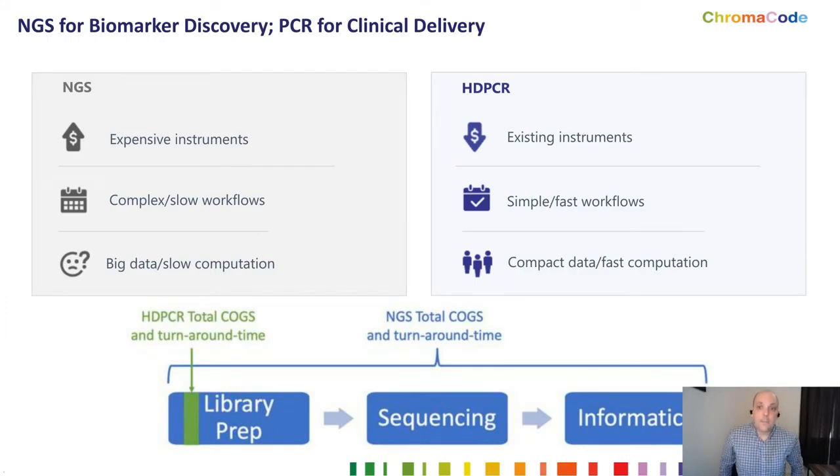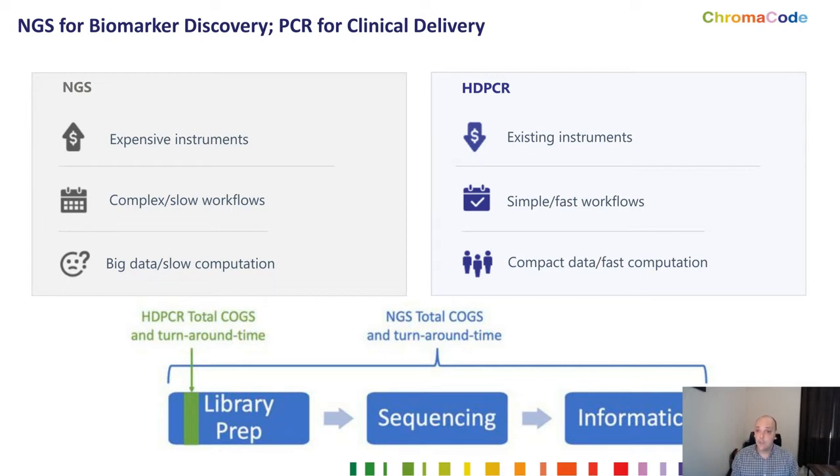As far as the different applications that we do and that we're really interested in applying all of these tools for, it's really understanding a lot of the applications around where you use NGS. NGS currently is really great for biomarker discovery. We'll talk a little bit about oncology a little bit later. The instruments tend to be expensive, the workflows can be complex and slow, and there's a lot of data that you have to work through to compute your answers.